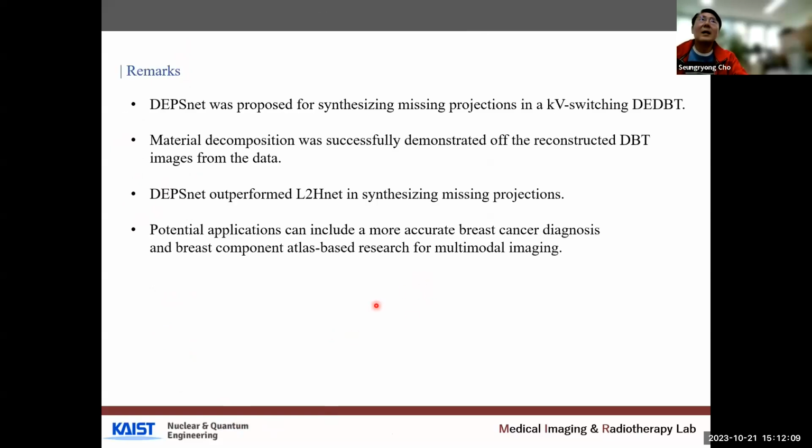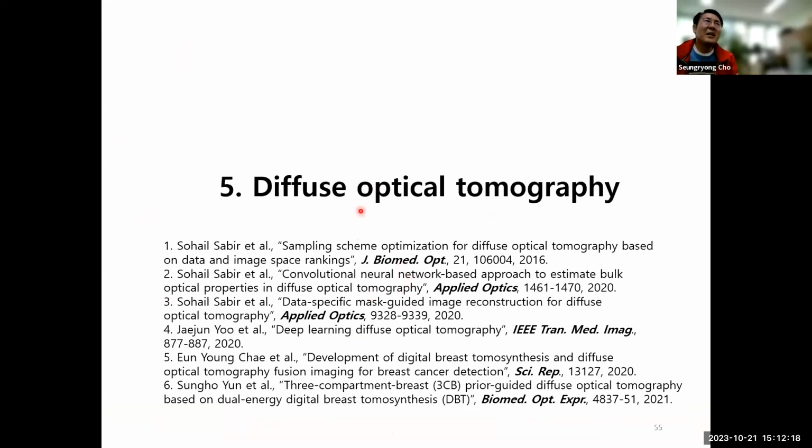Okay. I think I have a little more time, right? I started at about 3:40, so I'm going to complete my presentation. I just wanted to briefly introduce you to the power of combining optical imaging in breast imaging.